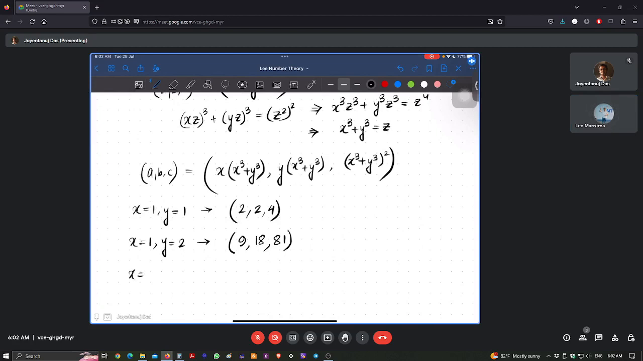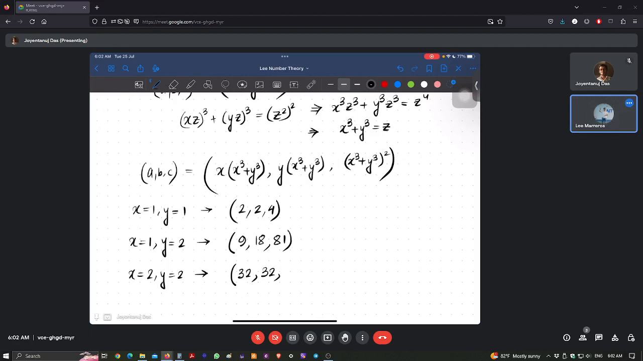So suppose x equals 2 and y equals 2. Okay, 2 cubed is 8, 8, 16. 16 times 2 is 32, right? The second one is also 32. 64. Oh no, it's the same. 256, right? Yes. So this gives us some sort of parameterization, right?